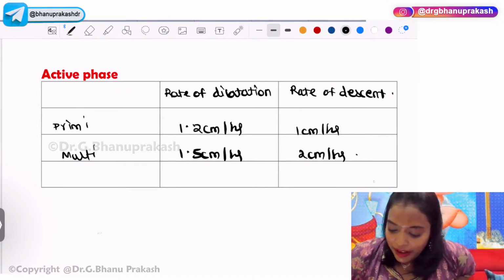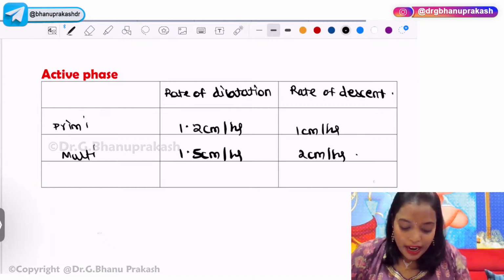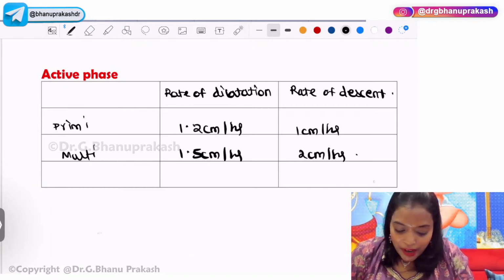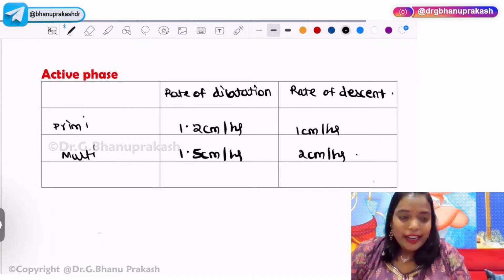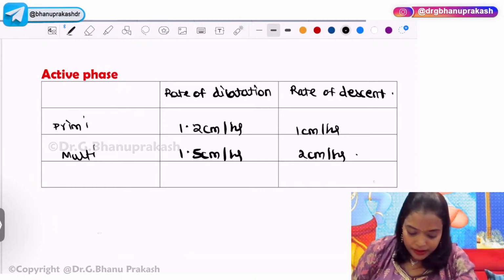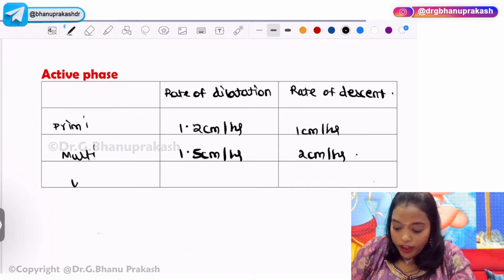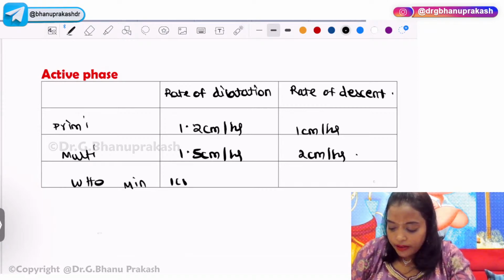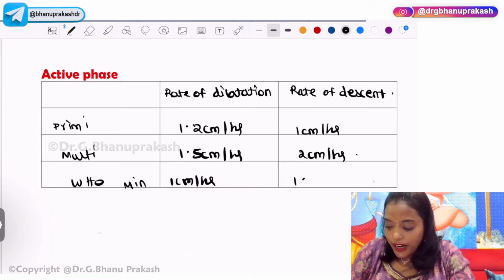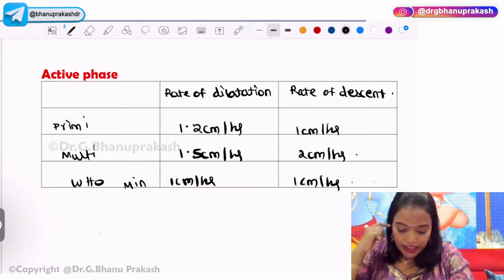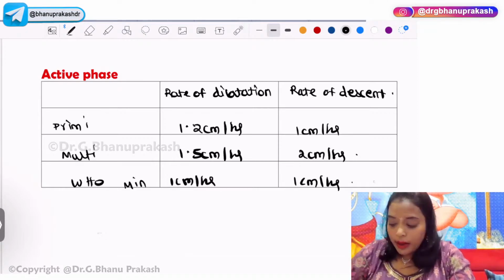So in primary, the rate of dilatation is 1 centimeter per hour and in multi 1.5 centimeter per hour. Rate of descent 1 centimeter per hour and 2 centimeter per hour, right? According to WHO, everything should be minimum 1 centimeter per hour. Whether it is rate of dilatation or rate of descent, it should be minimum 1 centimeter per hour, according to WHO.